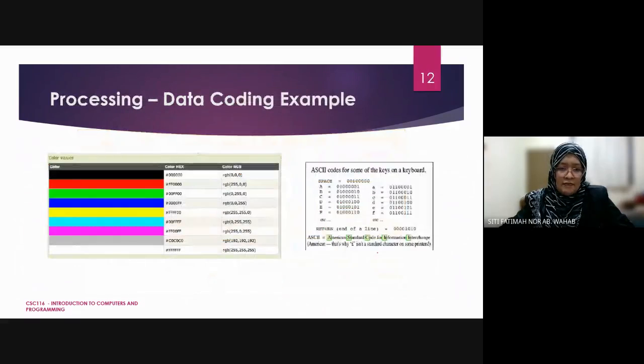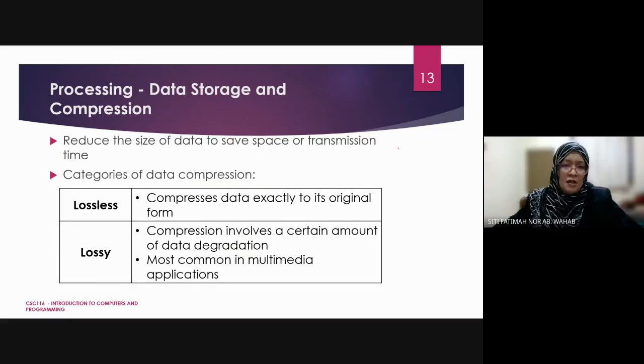So this is the example, the color value, black, the color code, the color RGB. For ASCII code, A in binary, the uppercase letter is different from the lowercase letter, you see. But you don't have to memorize this one. You can find the ASCII table on the internet.